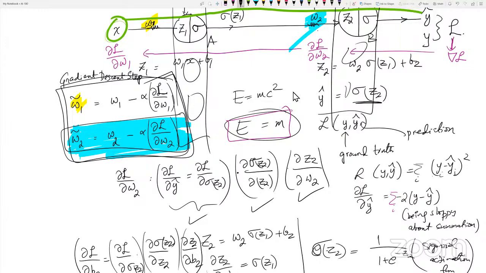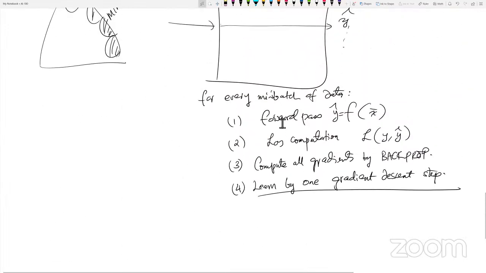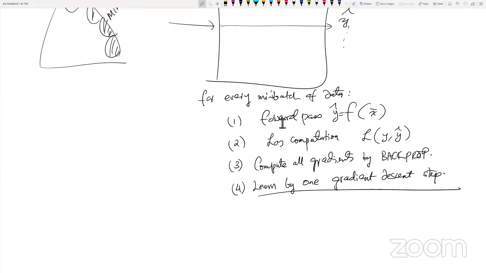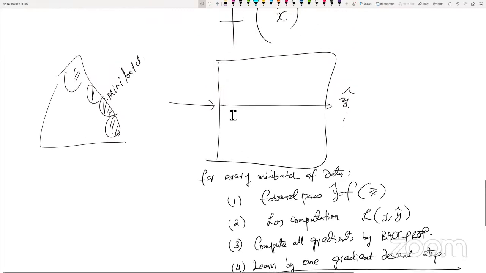I have a question. Go ahead. After doing all those 4 steps, the backpropagation and the learning step, with that mini batch of data, do we take the same data and do the forward pass again to see what the result would be? No, you go to the next mini batch of data.